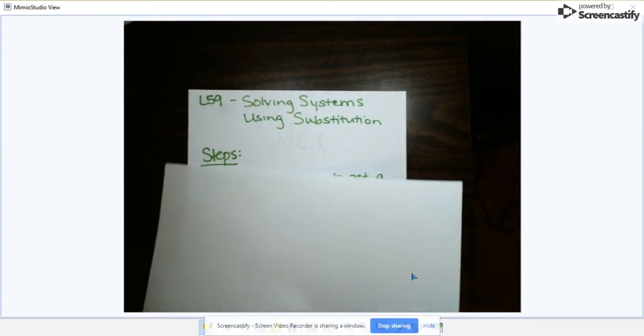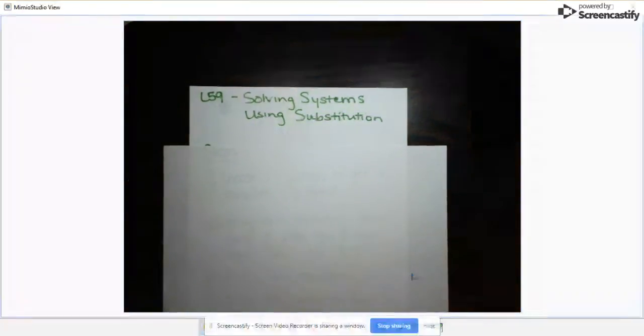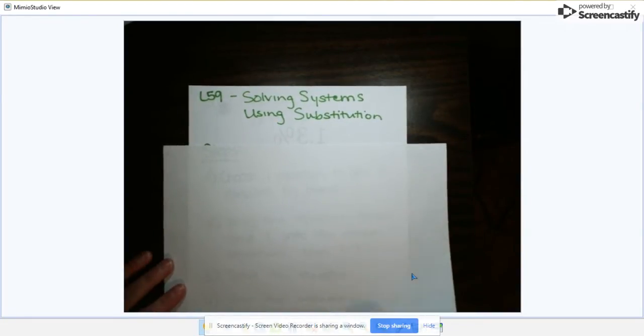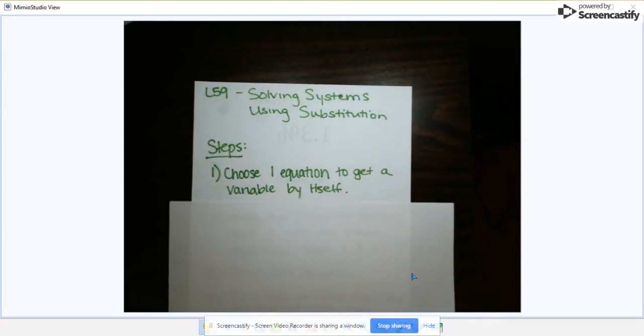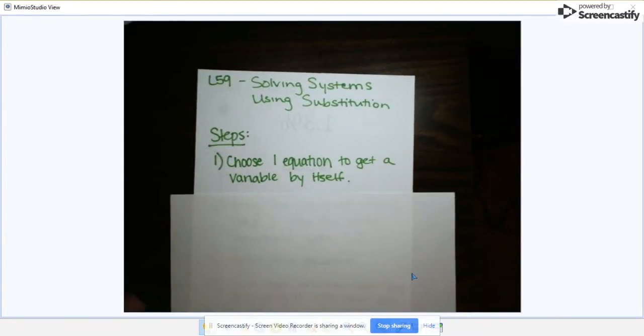Okay, today we're going to solve our systems of equations using a method called substitution. So we'll start with our steps again. Given our two equations, we're going to take one of our equations and solve for a variable. So we need to get that variable by itself.